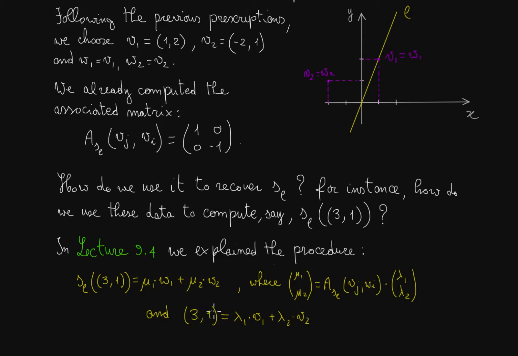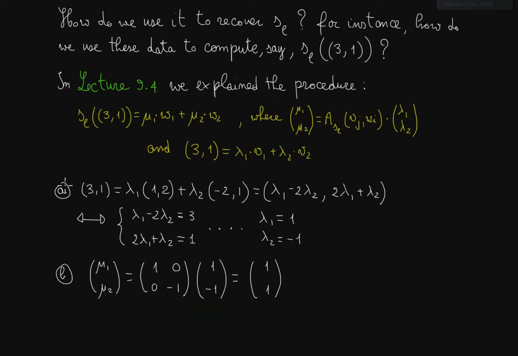This involves solving a system of linear equations with two unknowns, lambda 1 and lambda 2, and two equations, where each equation is associated to each of the coefficients of these two vectors. I have a two-dimensional vector on the left-hand side and a two-dimensional vector on the right-hand side. So step A, we want to express the vector (3, 1) as a linear combination of the basis of the domain. The basis of the domain was v1 equal (1, 2), and v2 was the vector (-2, 1). Therefore, we have to solve this system of linear equations.